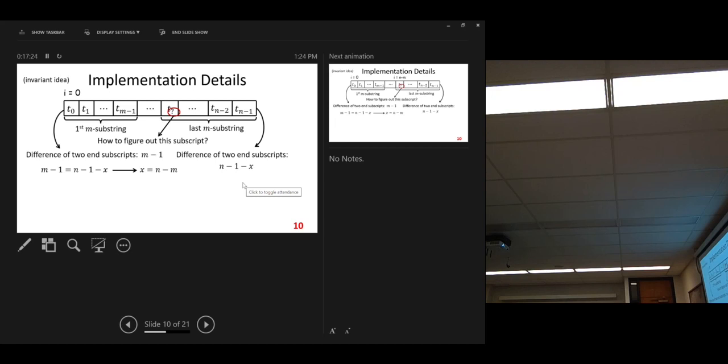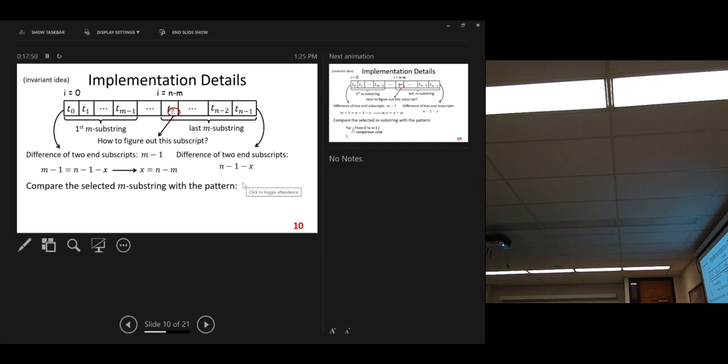Now we can implement. The first substring location i equals 0. The last m substring, the location i equals n minus m. So we can do a scan. Run this i from 0 to n minus m.